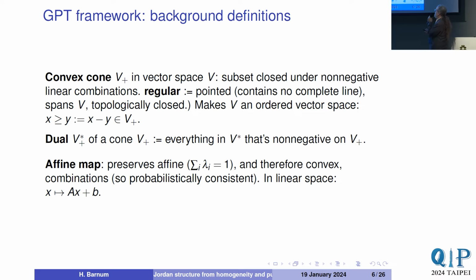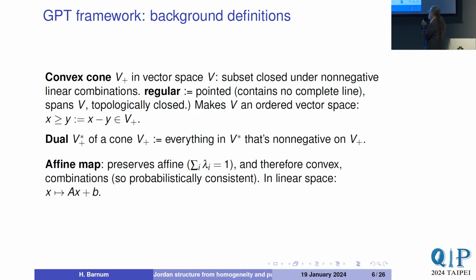A convex cone is just a set that's closed under non-negative linear combinations. And we typically assume they're regular, so they're pointed, they have no full line, topologically closed, and span the space. And that makes the space an ordered vector space, right? Just like Hermitian matrices are ordered by their positive semi-definite cones. If the difference is in the positive cone, then X is greater than Y. There's a dual. It's just everything in the dual space of real valued functions that's non-negative on the primal cone.